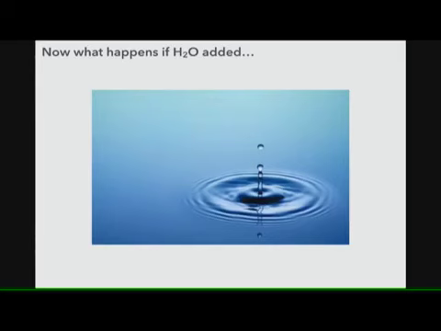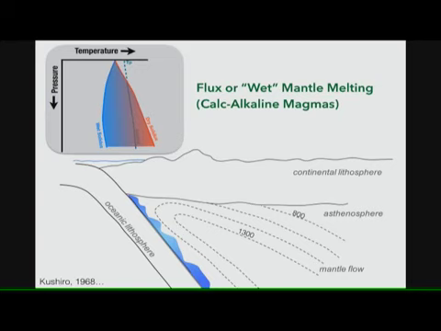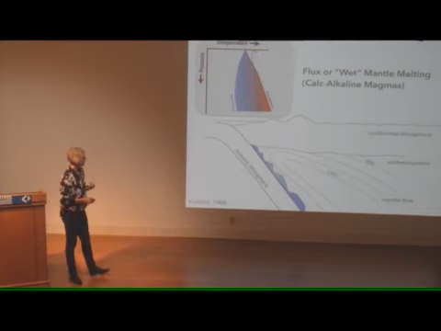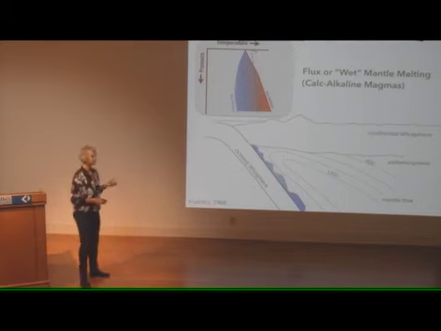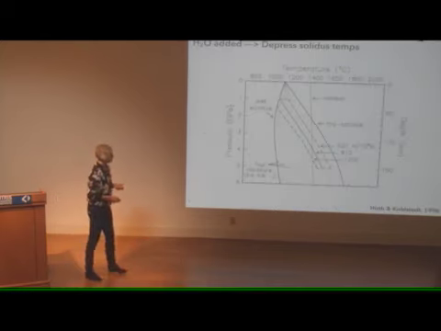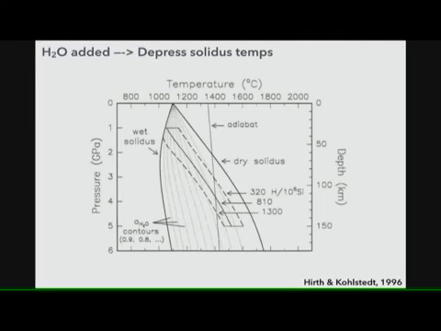So now what happens if we add water? Let's go to the simplest case first, where we have an aqueous fluid coming off the subducting slab. And here, I touched on this last week, we're thinking about wet melting, or flux melting, in which any mantle that's along an adiabat, the solidus is depressed by the addition of water, causing it to melt. And there's been a fair bit of work on how much the solidus is depressed, and to what conditions, when we add water.